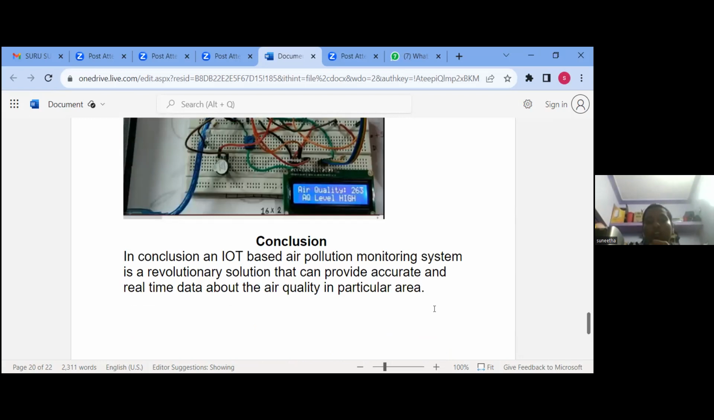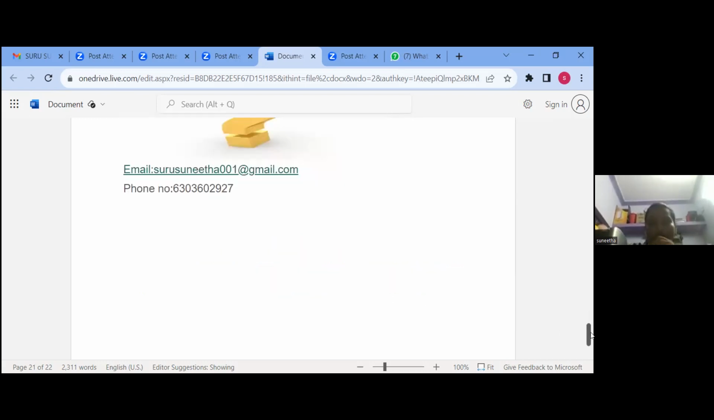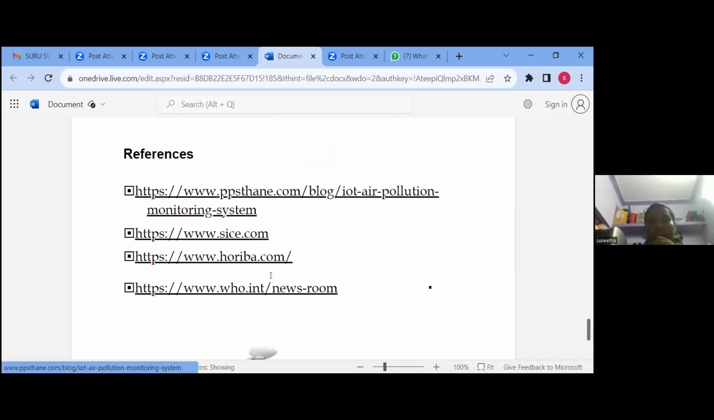In conclusion, an IoT based air pollution monitoring system is a revolutionary solution that can provide accurate and real-time data about the air quality in a particular area. If you want to measure pollution in any area, constructing an air quality monitoring system takes a long time and is expensive, but an IoT based monitoring system can be portable and we can implement it anywhere at less expensive cost. So implementing IoT based air pollution monitoring at places where required is the best way of air quality monitoring. And these are the references where I got some information for this.